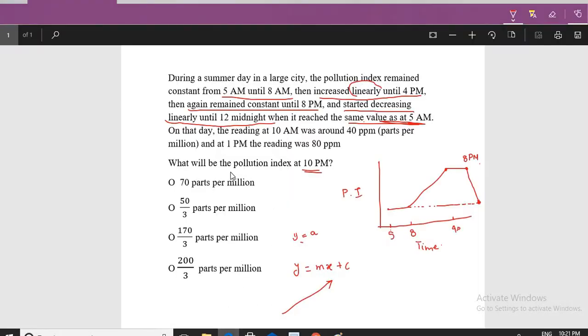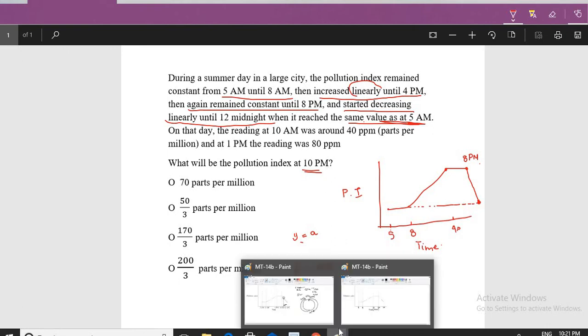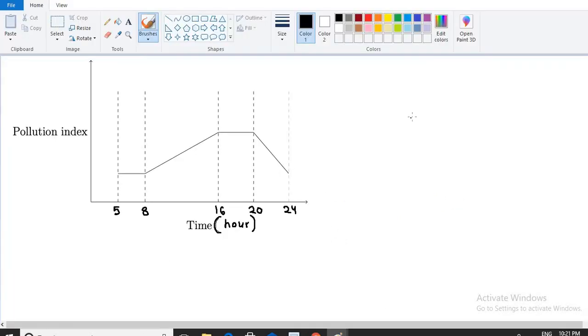Now the question is asking what the pollution index will be at 10 PM. So exactly 10 PM means what? 10 PM will be written in hours as 22 hours. So where will 22 be? It will be somewhere here.